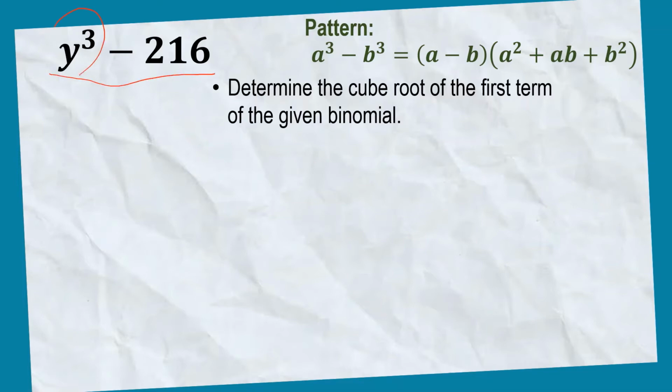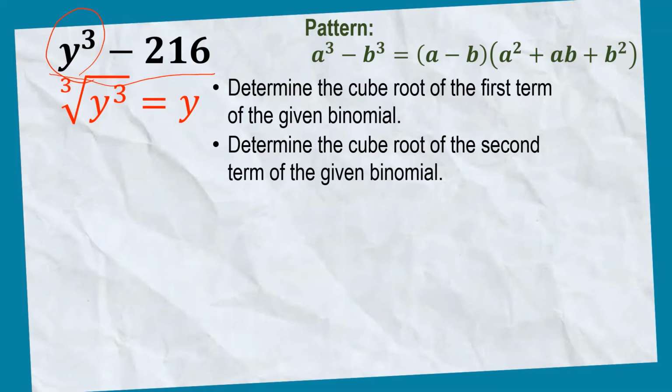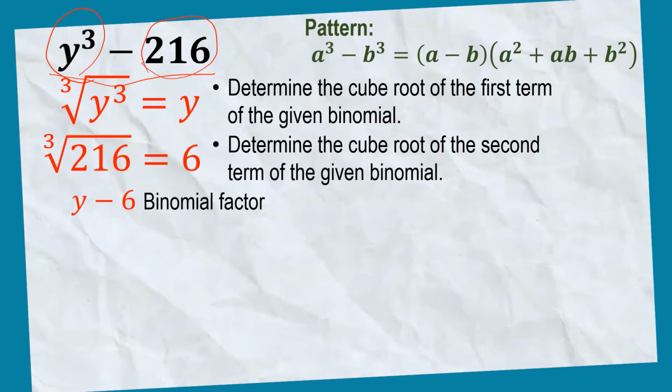Ang ating first term is y cubed. Cube root of y cubed is equal to y. Next step, determine the cube root of the second term of the given binomial. Ang ating second term po ay 216. The cube root of 216 is equal to 6. At magkakaroon na po tayo ng binomial factor which is y minus 6. This is our a and this is our b in this pattern.